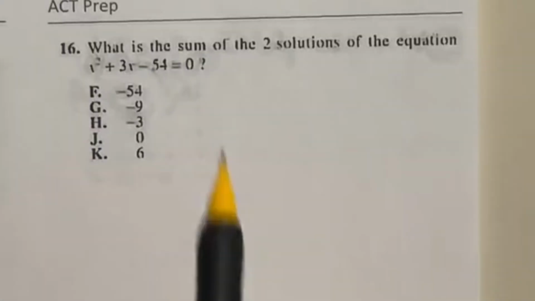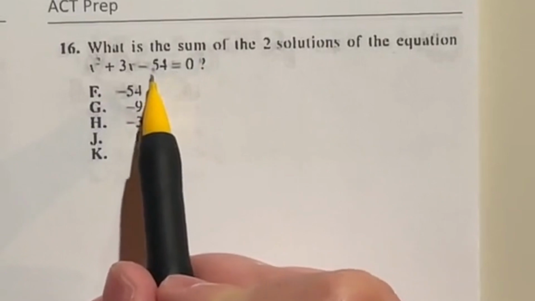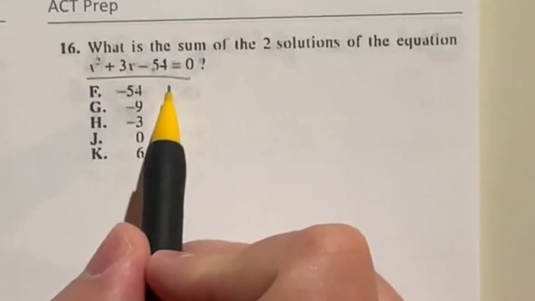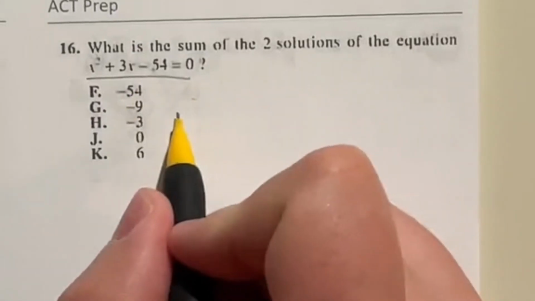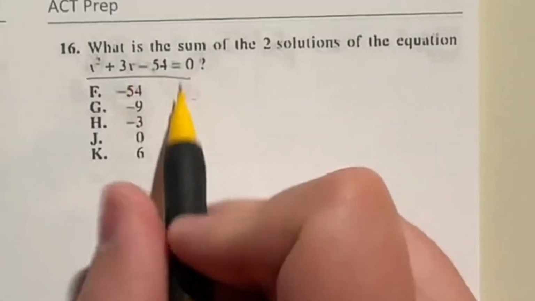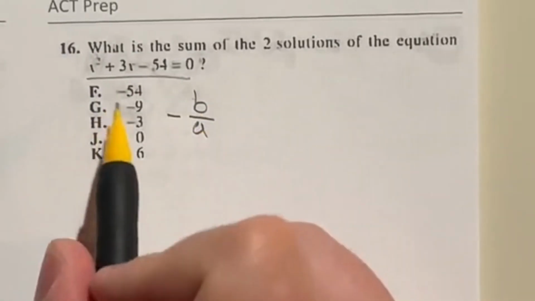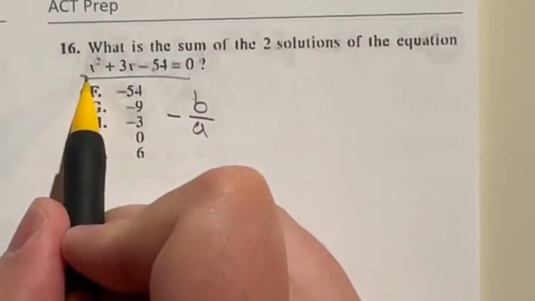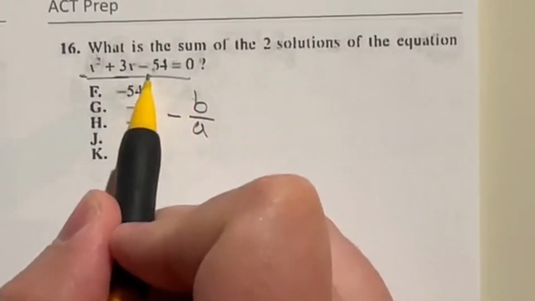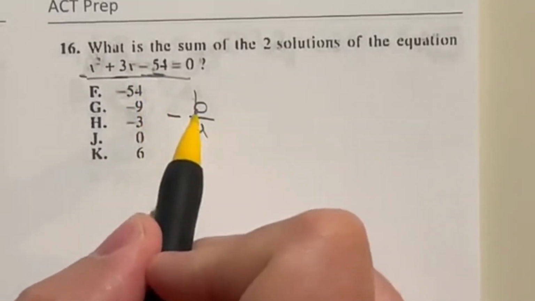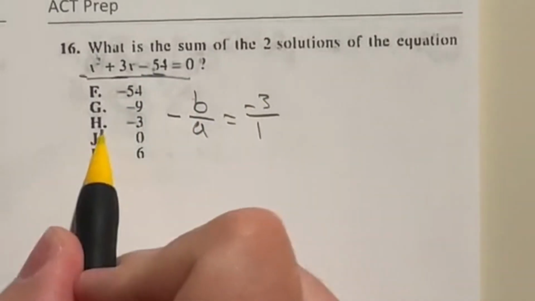Number 16 says, what's the sum of the two solutions of this equation? There are actually two ways to do this. One is the long way of actually factoring this out, then setting both of those factors equal to 0 and solving. There's also a little trick that says the sum of the two solutions is always going to be -b divided by a. What does it mean by a and b? Well, a is the number in front of the first term, b is the number in front of the second term, and c is the last term over here. So in this case, -b over a would be equal to -3 over 1, which is going to be answer H.